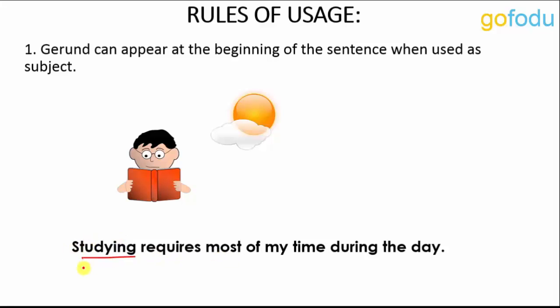For example, I say smoking is a bad habit. Smoking here is a subject. So requires is the verb. Studying is the subject and rest of it is object. So gerunds can be placed in the subject of the sentence.